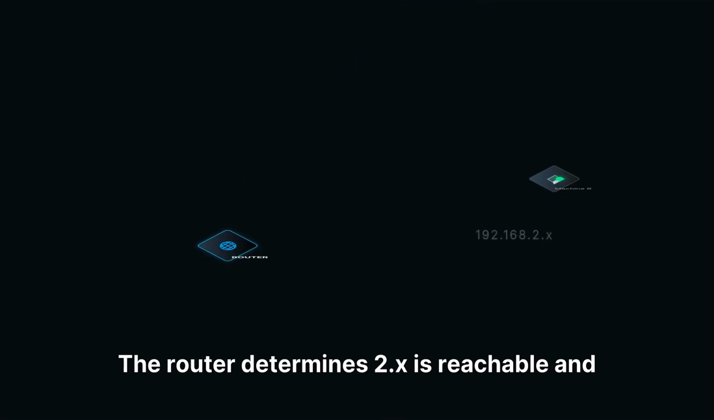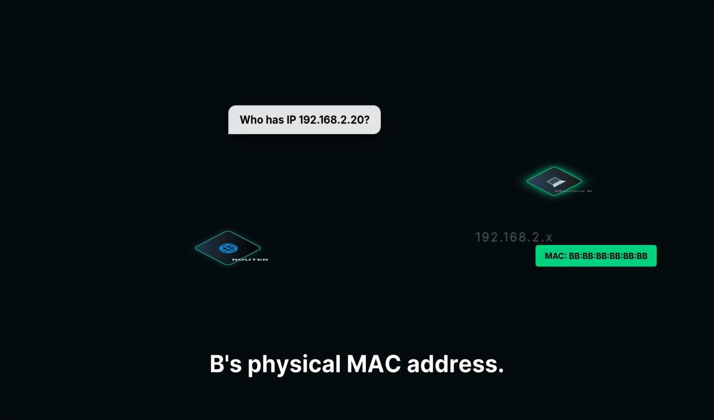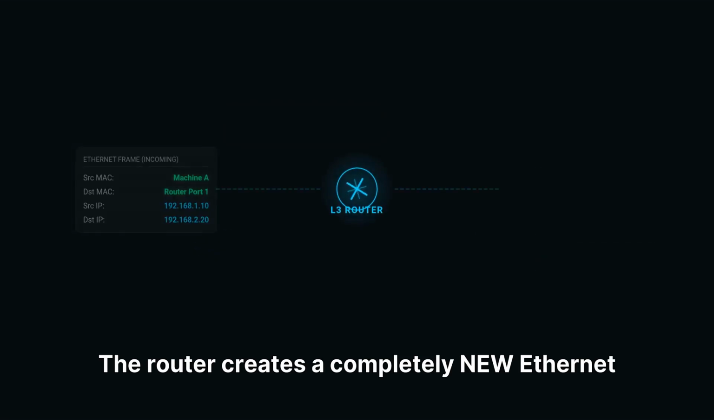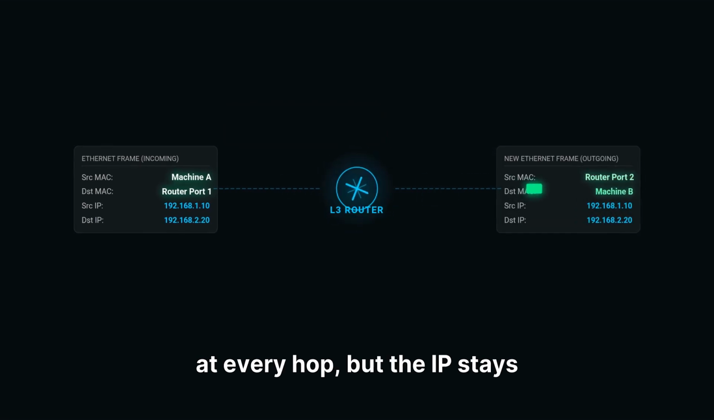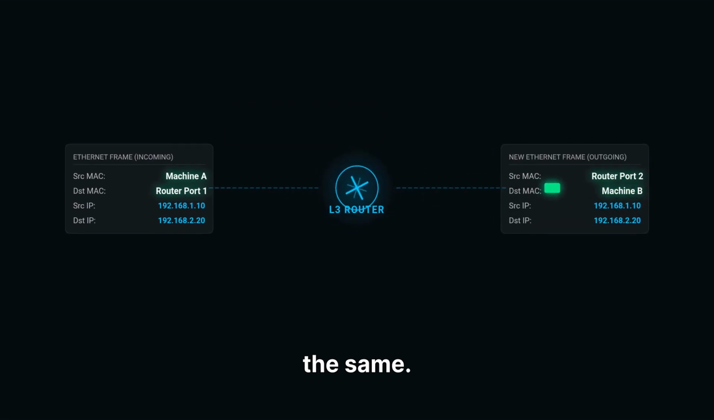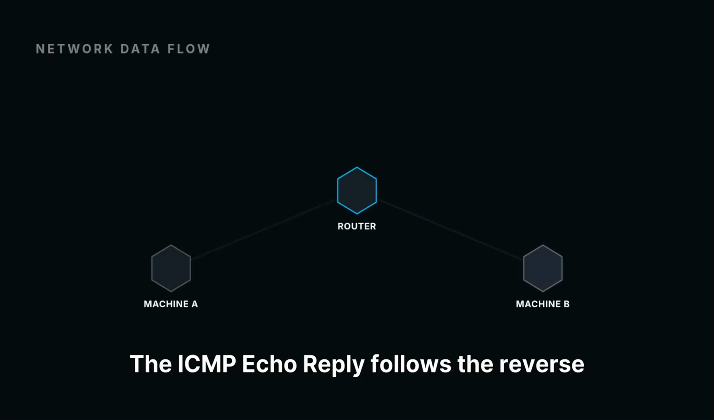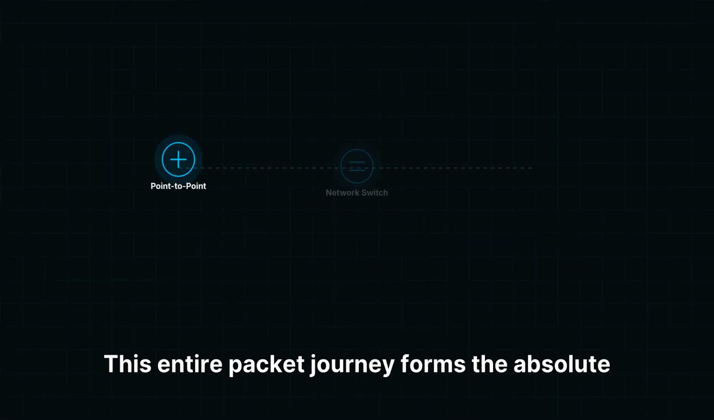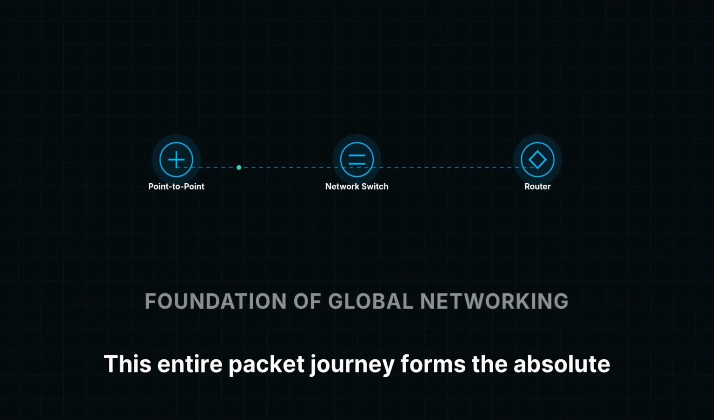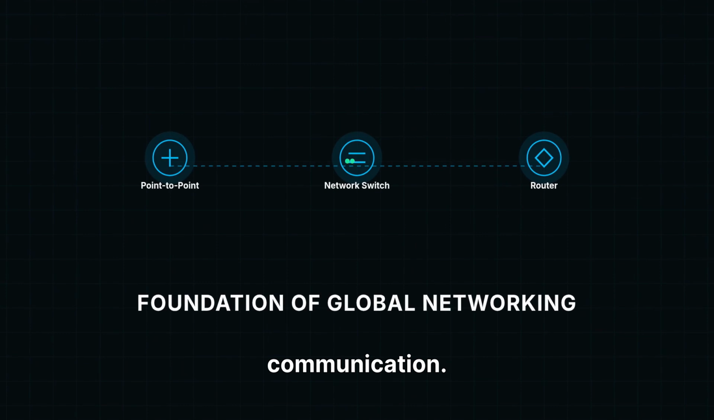The router determines 2.x is reachable and sends another ARP broadcast to find machine B's physical MAC address. The router creates a completely new Ethernet frame. It rewrites the layer 2 MAC addresses at every hop, but the IP stays the same. The router forwards the frame to machine B. The ICMP echo reply follows the reverse path back to machine A. This entire packet journey forms the absolute foundation of real-world networking and global internet communication.